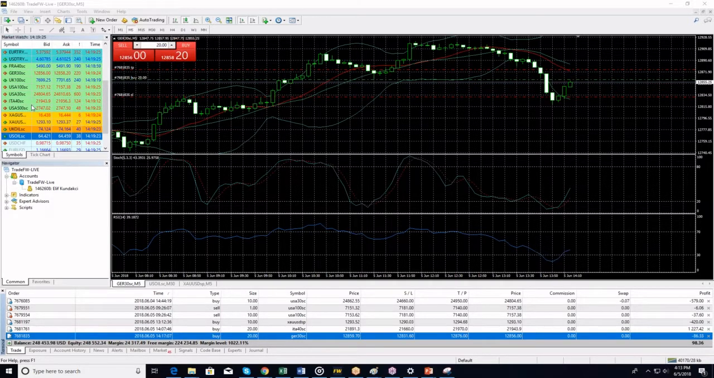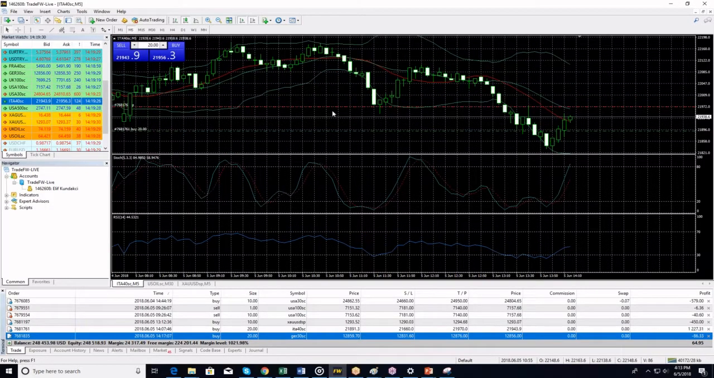Let's see what's going on. No, there is still space. My target is a good target. I'm expecting to hit my target, and then I might go again short to get the move. Yes, get the move on. This is how it should be.